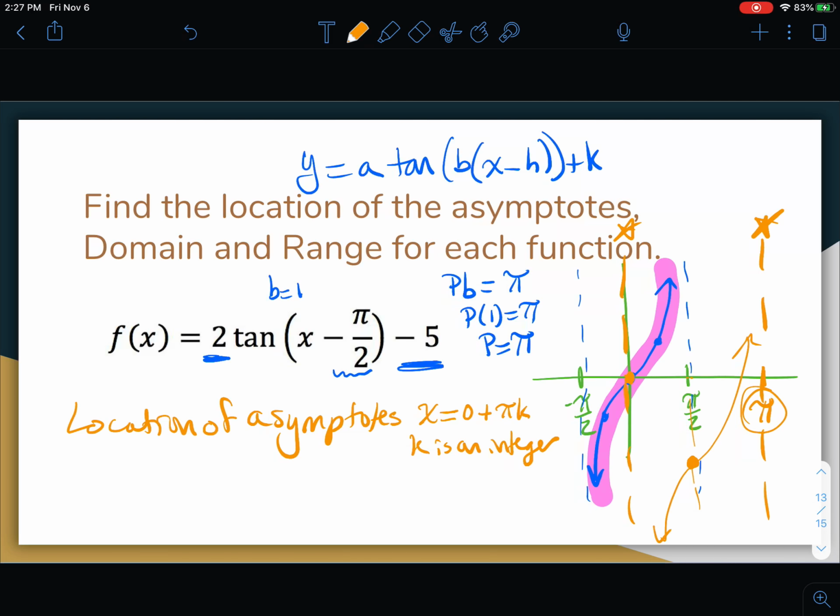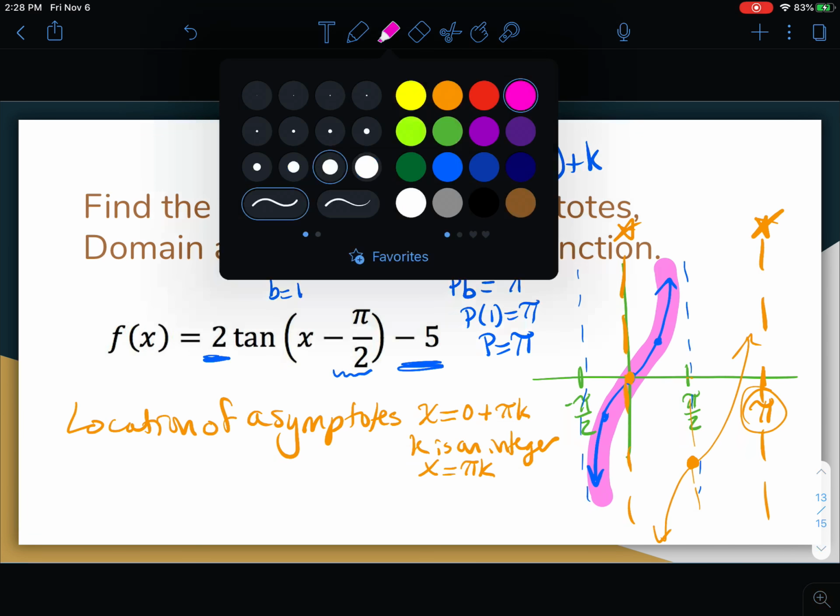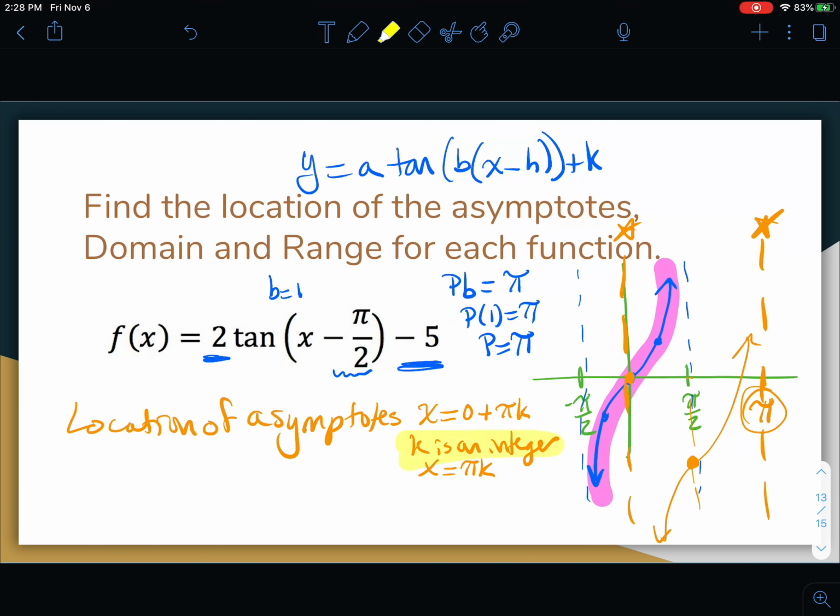Now we could have used this and said x equals pi plus pi k. We could have used negative pi plus pi k. 0 is probably the simplest because we actually don't even need the 0 at all. We can just say, and this is what you'll normally see, x equals pi k. And then any integer you plug in for k is going to be your location of the vertical asymptote.